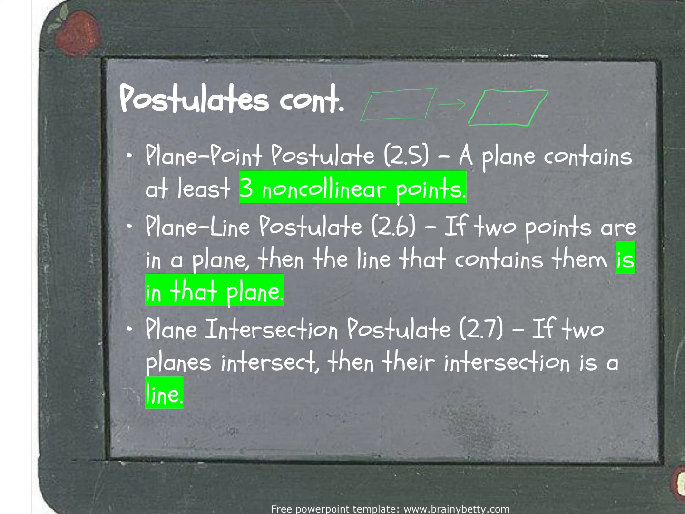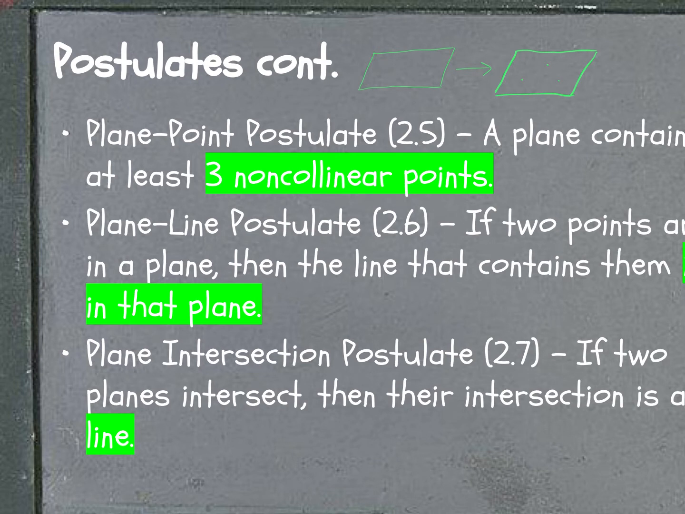Plane line postulate. If 2 points are in a plane, then the line that contains them is in that plane. What do I start with here? Marcus, I start with what? Not a plane and a line. That's what I end up with. A plane and 2 points. So draw a plane with 2 points. And my conclusion was that plane has what inside of it? A line that goes through those 2 points. Do you guys agree? I would agree with that.